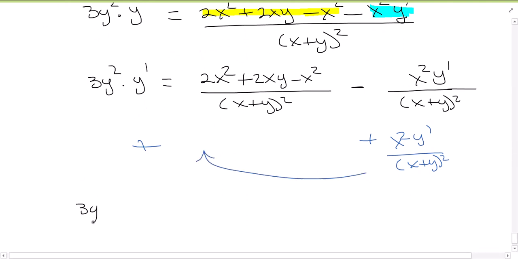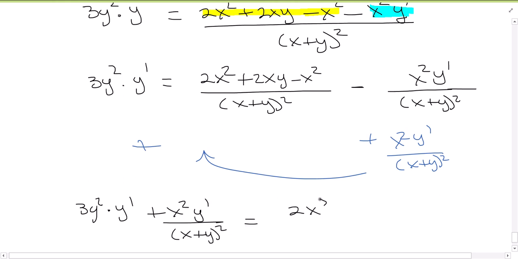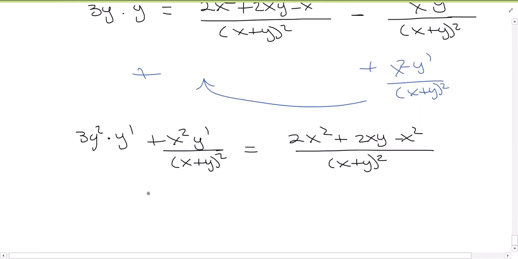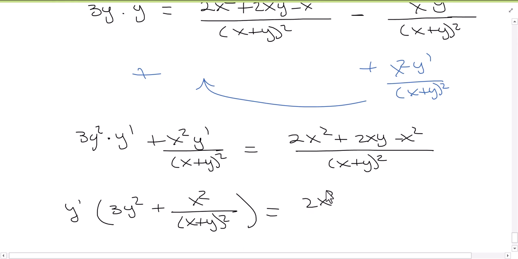So I'm going to have 3y squared times y prime equals, whoops, plus, I'm adding it, right? Plus that term that I'm adding. So plus x squared y prime over (x plus y) quantity squared equals the term that I left on the right side. And now I have two terms with a common factor of y prime. So take out the y prime and you're left with 3y squared plus x squared over (x plus y) quantity squared equals this mess.